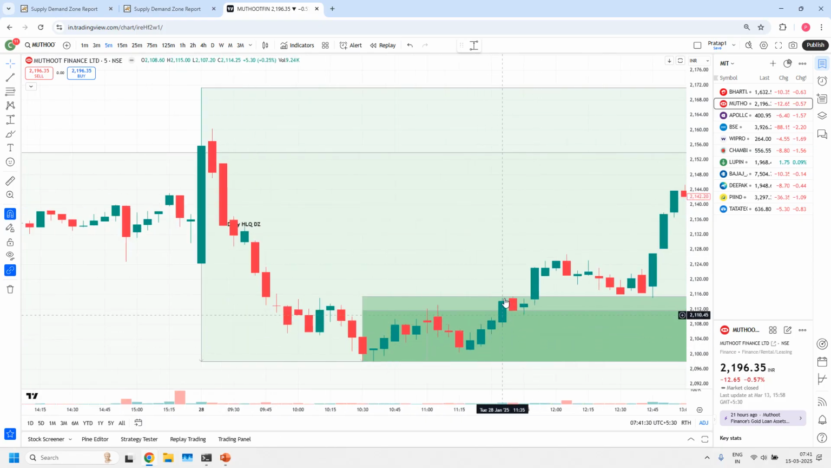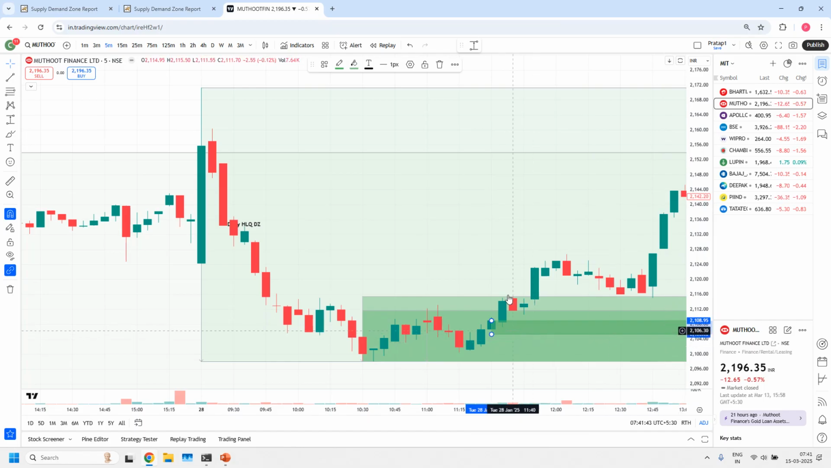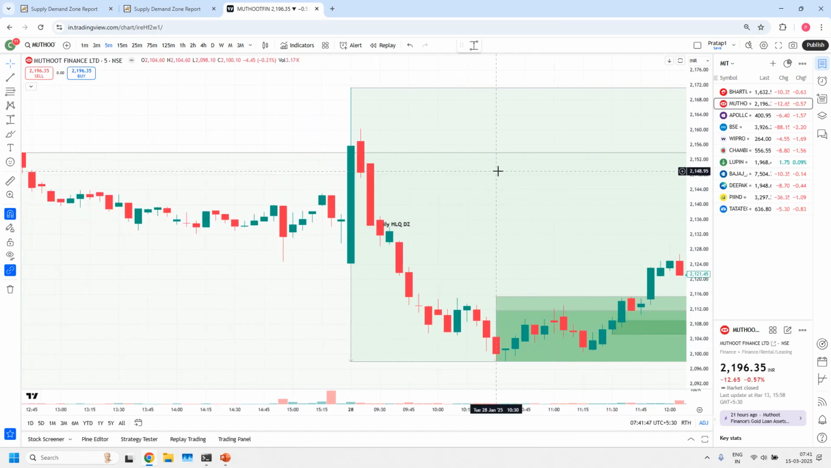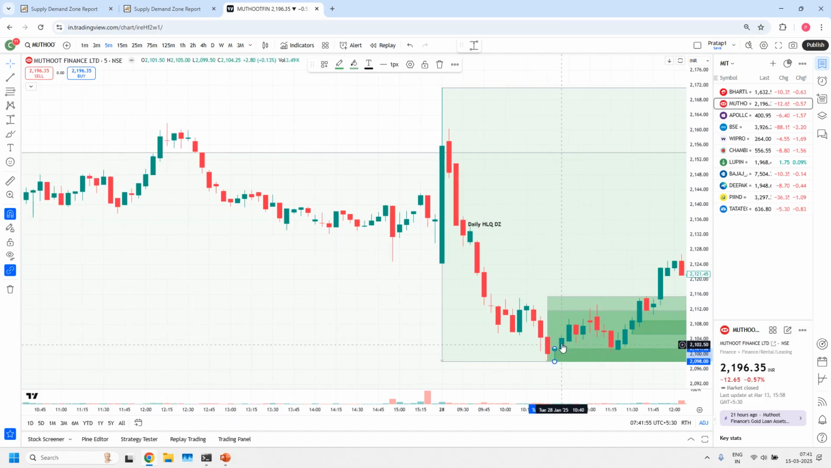We have a rally, base, rally. This rally base rally is an order flow. And anything else we have? Here also we have a rally base. Actually, it is a medium size candle, but imbalance started from here and a follow through candle.